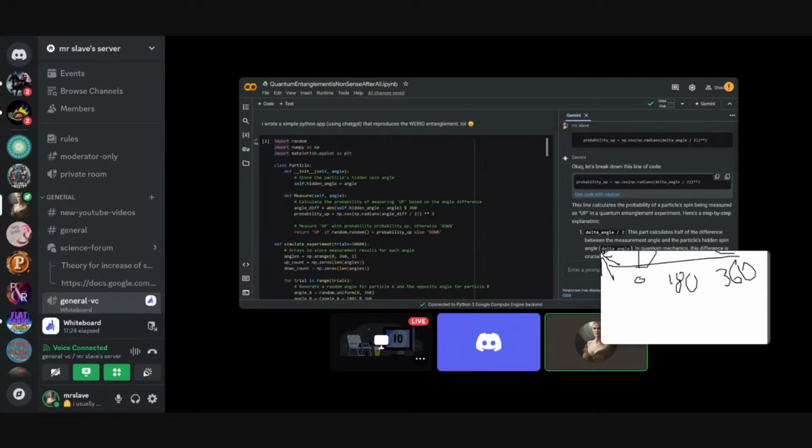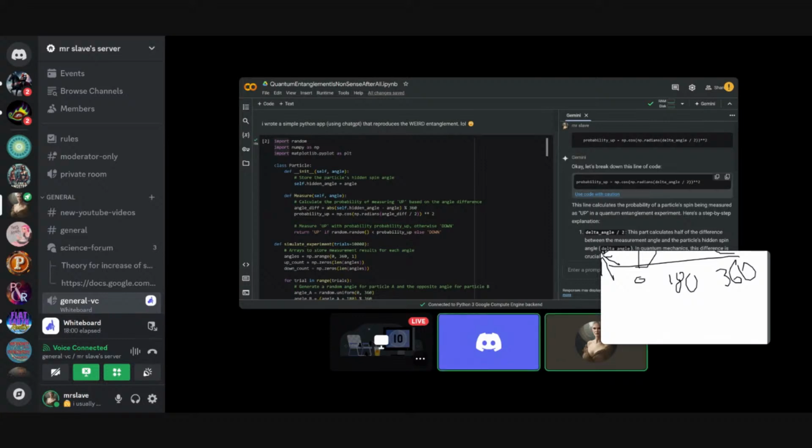The hidden angle is never changed, because you're doing an angle difference. That's fine. I'm allowed to do anything I want as long as I'm not communicating between particle A and particle B, or between the test of A and the test of B. There's no communication. I ask particle B, please measure yourself based on what you know about yourself and what I'm telling you now about the angle of the magnet. That's it. That's allowed.